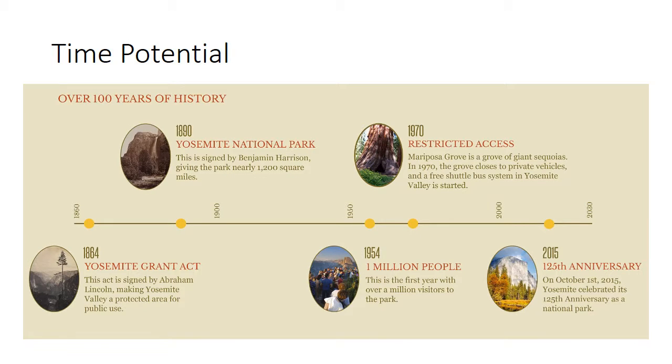For my time display, I decided to show Yosemite's history through a timeline. This meant spacing the events very carefully to represent the amount of time between them accurately. It was difficult to choose a small number of events because Yosemite has a long history.